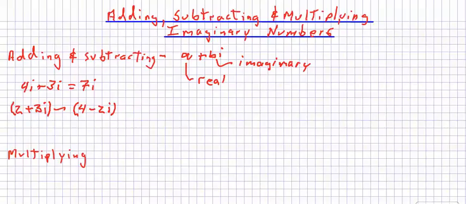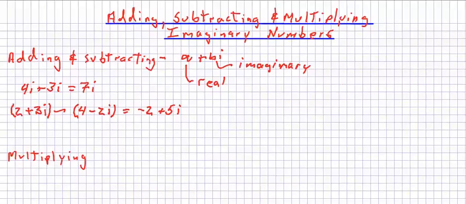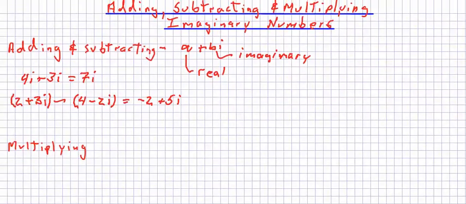2 minus 4 is negative 2. 3i minus negative 2i would be like 3i plus 2i. We distribute that negative, and we get plus 5i. Adding and subtracting is extremely straightforward. It operates just like you would have suspected.